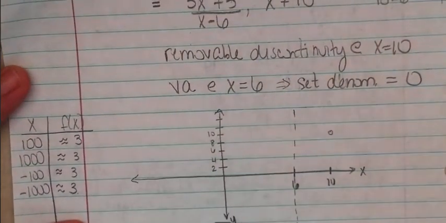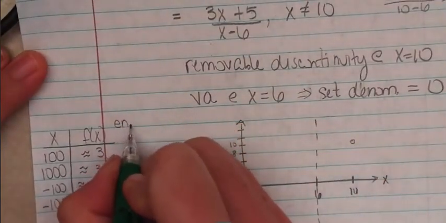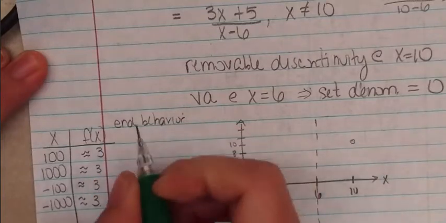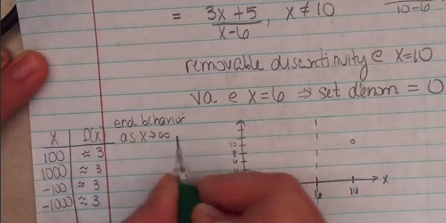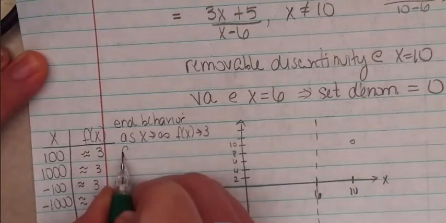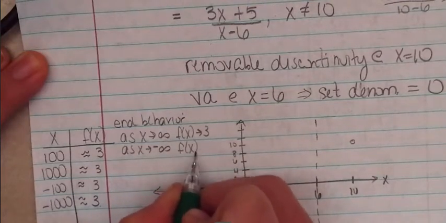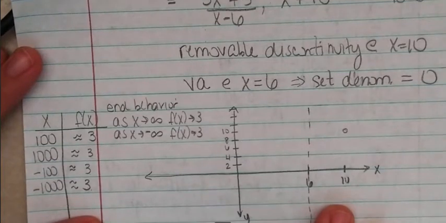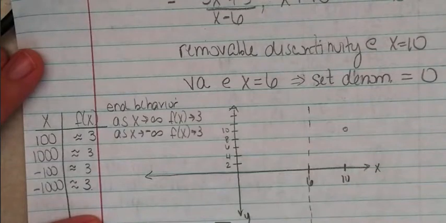Okay, so let's talk about end behavior. I'll say, as x goes to infinity, f of x goes to 3. And as x goes to negative infinity, f of x also goes to 3. So what that's telling me is that I have a horizontal asymptote at y equals 3.